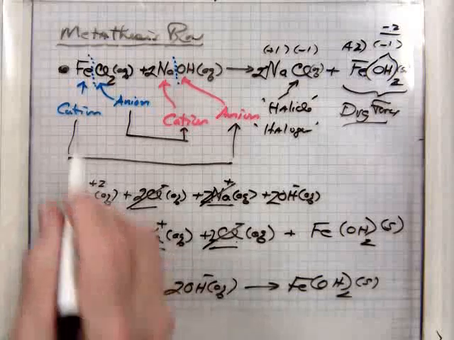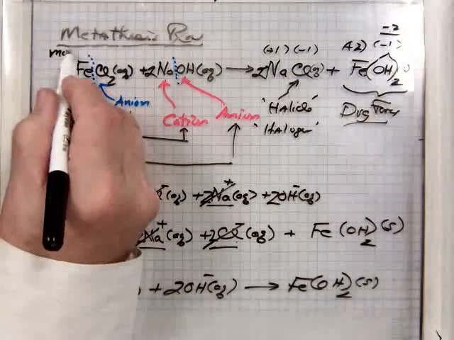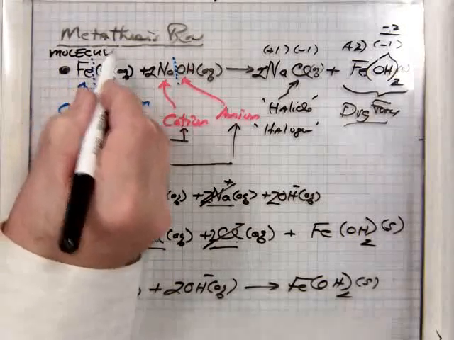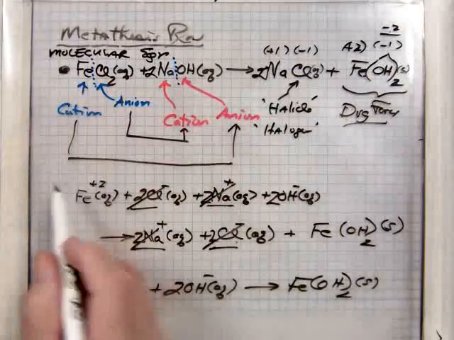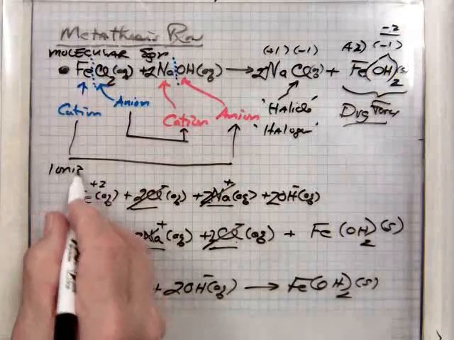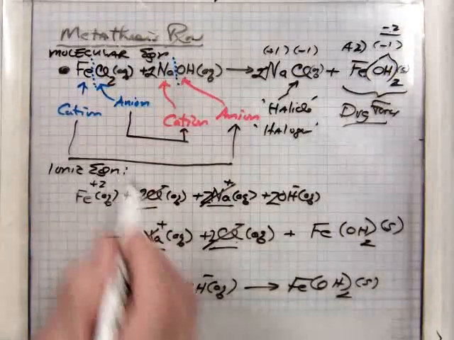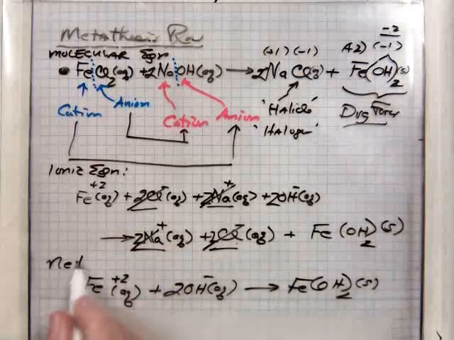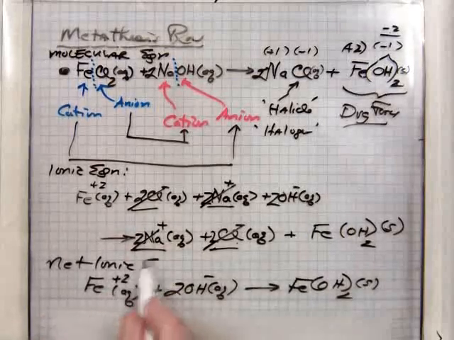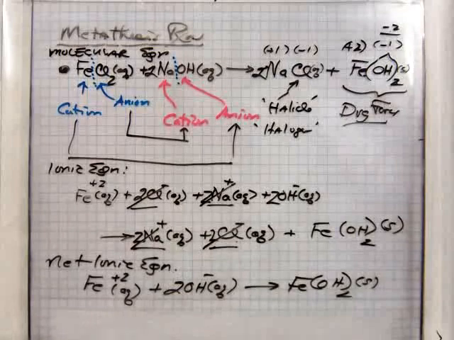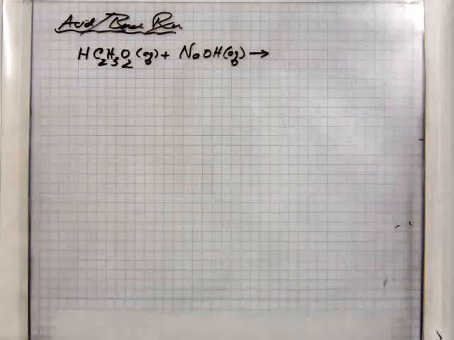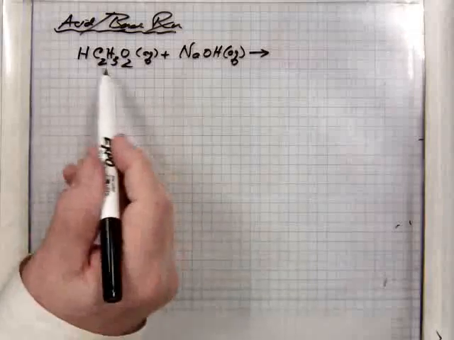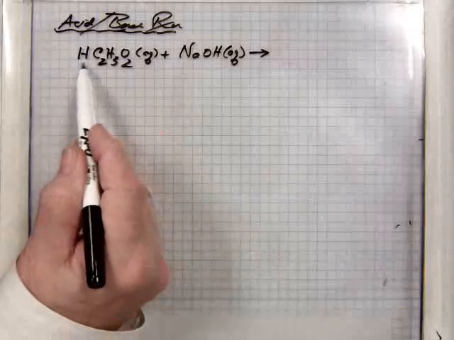Again, this is the molecular equation. This is the ionic equation, and this is the net ionic equation. This is an example of an acid-base reaction. How do I know that that's an acid? It's got that hydrogen hanging out in front of it.